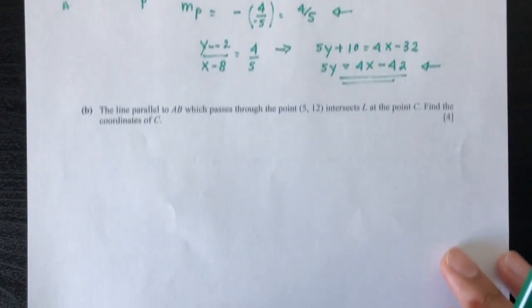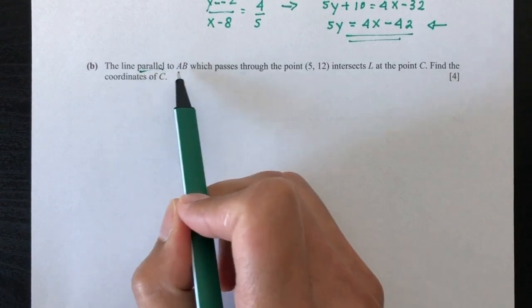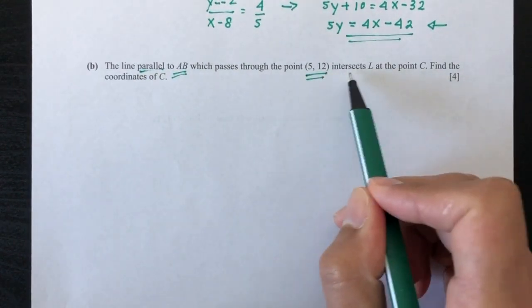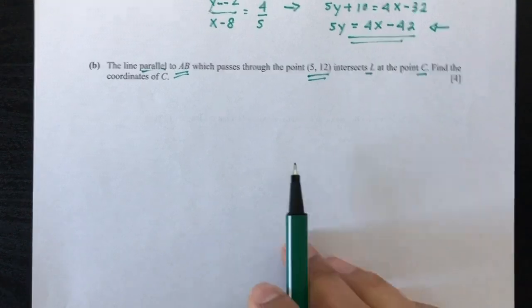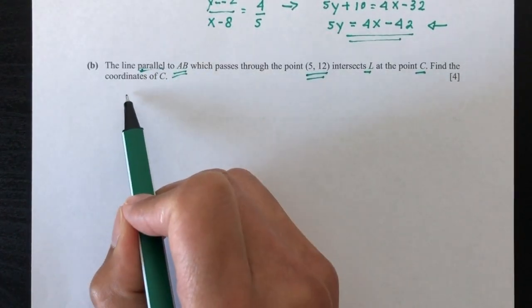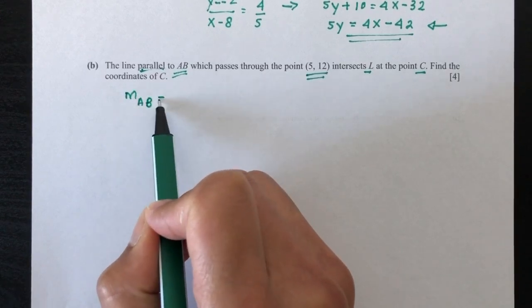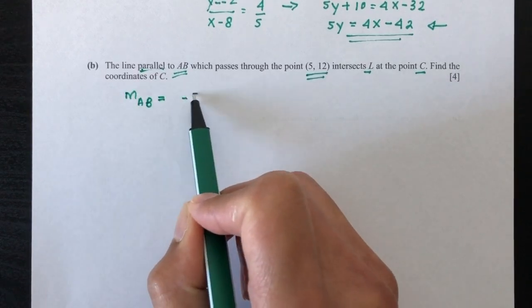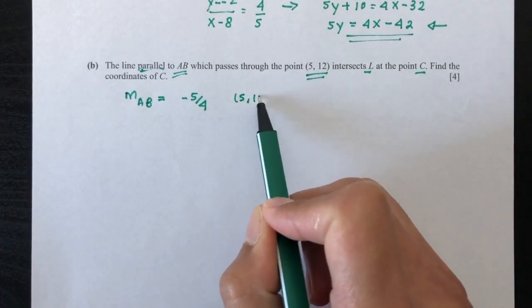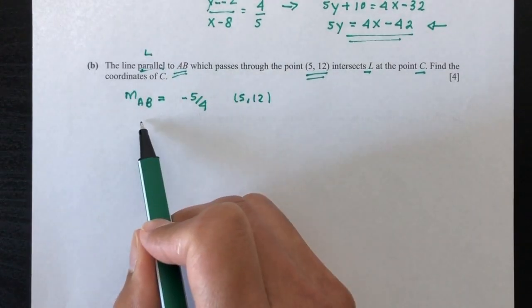That's for part 1. Now for part B, the line parallel to AB, which passes through this point, intersects the perpendicular bisector L at point C. Find the coordinates of C. If you have a line parallel to AB, it means that this line has the same gradient as AB. So what is the gradient of AB again? It is minus 5 over 4. And we have a passing point which is 5, 12. Let's call this line the line L. So find the equation of the line L.